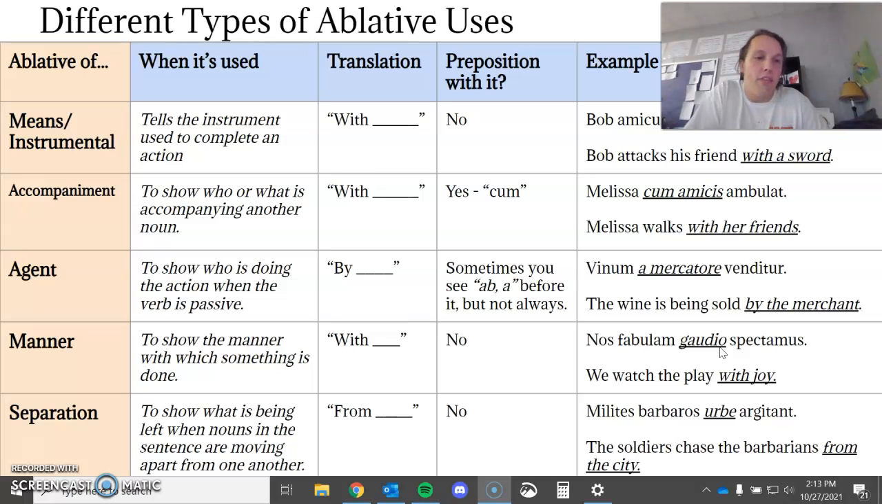No. Okay. Then lastly, that brings us to the ablative of separation. And this is what we use to show that something is being separated from something else. This is where we use the from translation, "from blank." You will not see a preposition in front of it. So let's look at an example here. Milites barbaros urbe agitant. Oops, I left that R in there, it should not be there. That's a typo. It should be agitant. The soldiers chase the barbarians from the city.